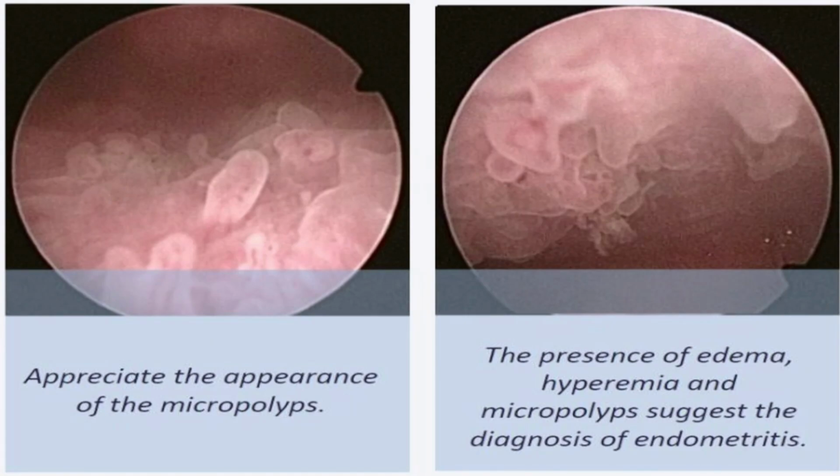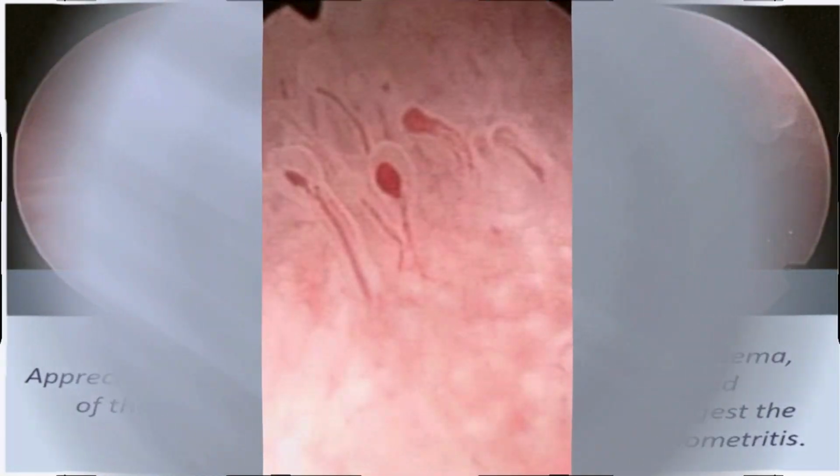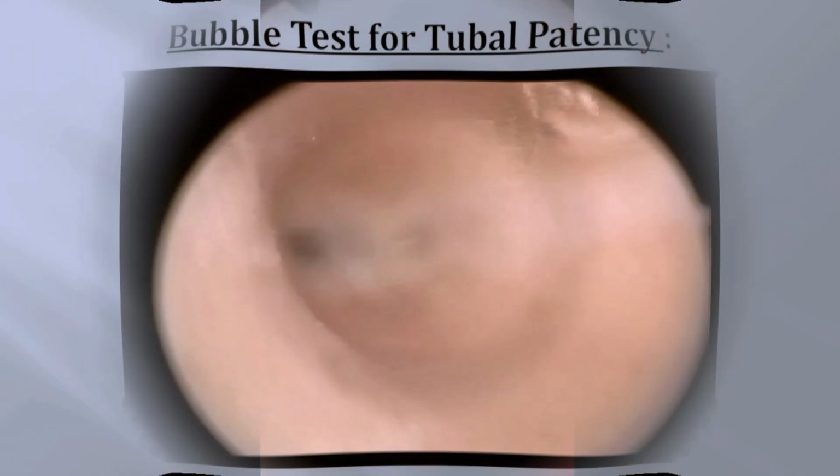Here, appreciate the appearance of micropolyps. Even the presence of edema and hyperemia and micropolyps suggests that there is endometritis. These are micropolyps which are so tiny, and you can see a blood vessel growing into it.